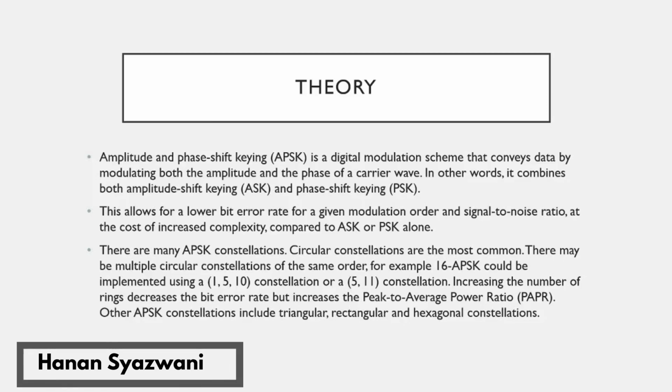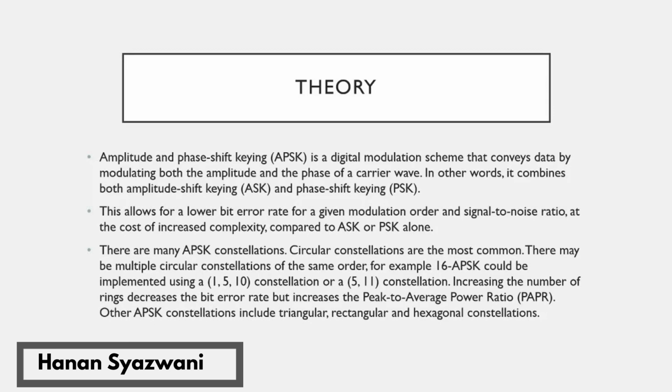I would like to explain about the theory of amplitude and phase shifting (APSK). Amplitude and phase shifting (APSK) is a digital modulation scheme that conveys data by modulating both the amplitude and the phase of a carrier wave. In other words, it combines both amplitude shifting (ASK) and phase shifting (PSK). This allows for a lower bit error rate for a given modulation order and signal-to-noise ratio at the cost of increased complexity compared to ASK or PSK alone.